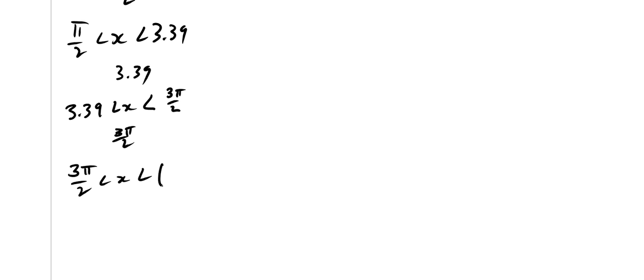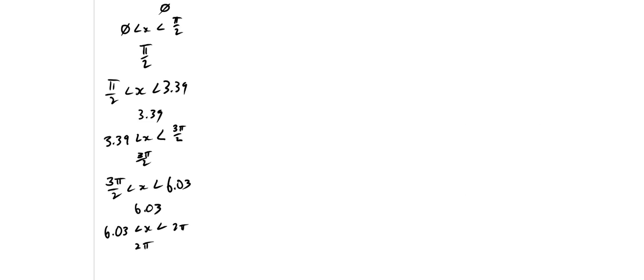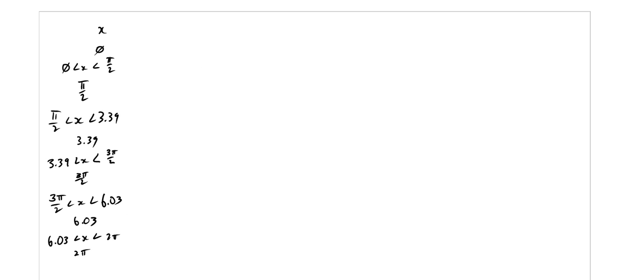6.03. See, there's a lot going on here. 2 pi, and then 2 pi just because it's an endpoint. So I'm just having it in my chart. You could do them on the side. I decided to put them in my chart.